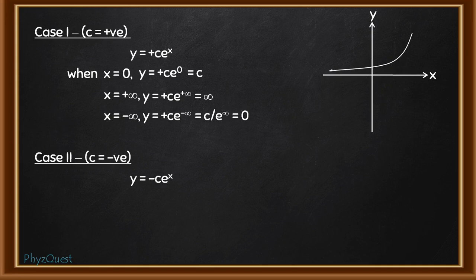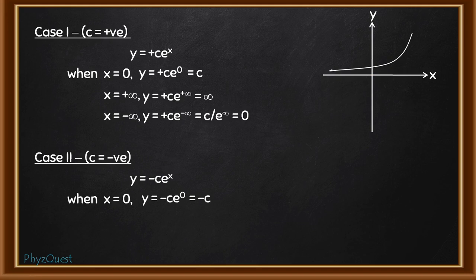So when x is equal to 0, y is equal to minus c e to the power 0. Again, e to the power 0 is 1. So this will be equal to minus c. So when x is equal to 0, here y will be equal to minus c, that is a negative constant value. So it will be on the negative side of the y-axis here. On this line, you will get the value of y.